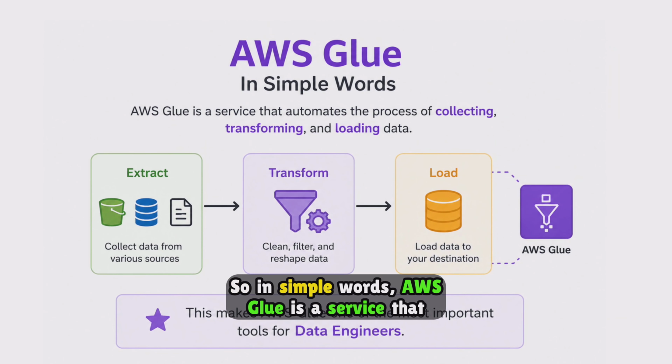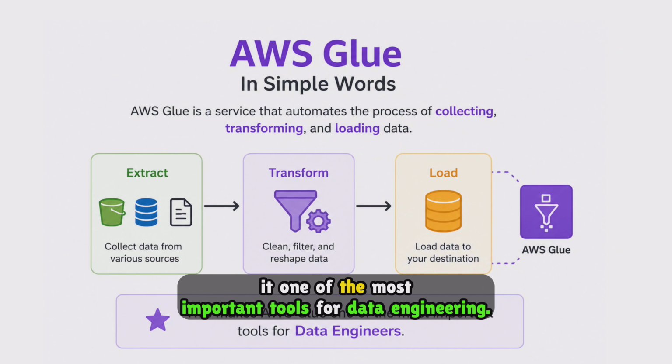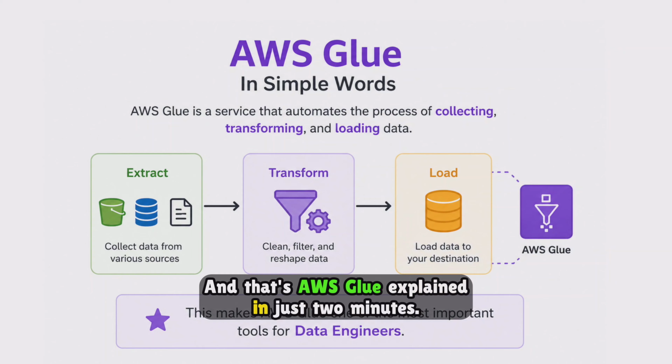So in simple words, AWS Glue is a service that automates the process of collecting, transforming and loading data, making it one of the most important tools for data engineering. And that's AWS Glue explained in just 2 minutes.